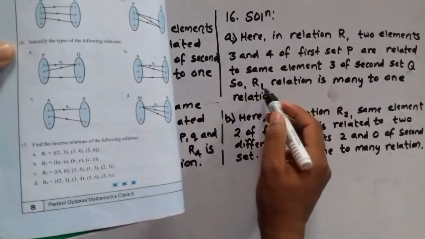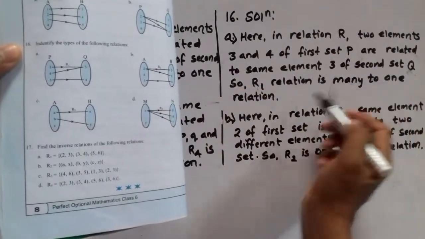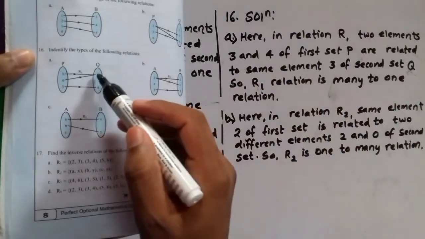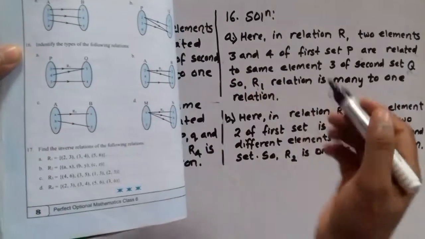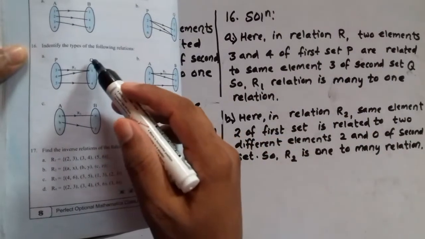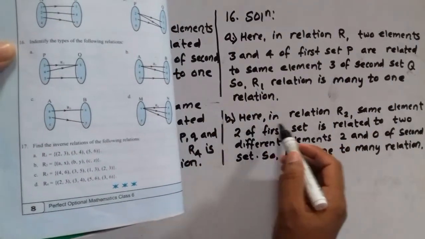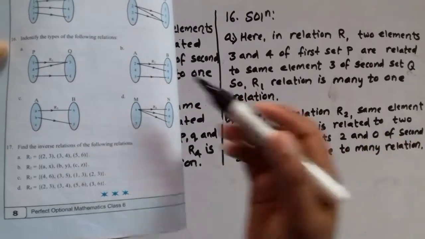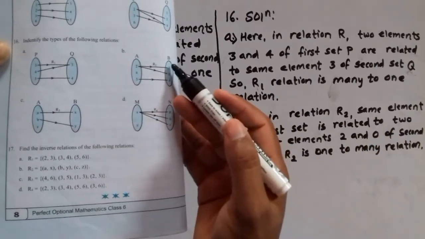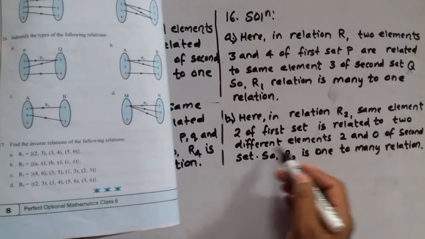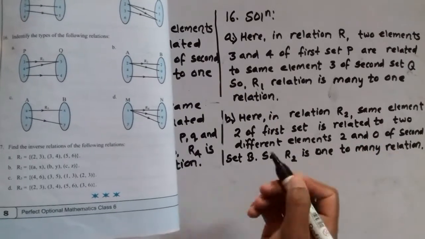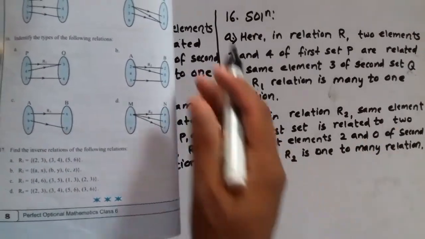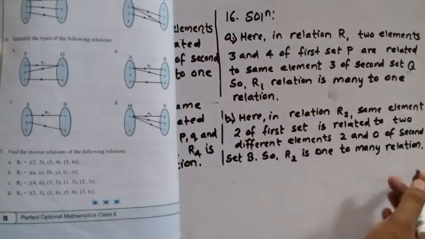So R1 is many to one relation, because from many there is relation to one element of second set. And here in relation R2, in question number B, same element 2 has relation with two different elements 2 and 0 of second set B, so R2 is one to many relation.